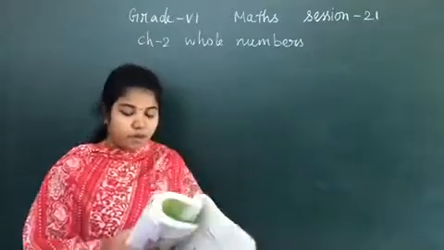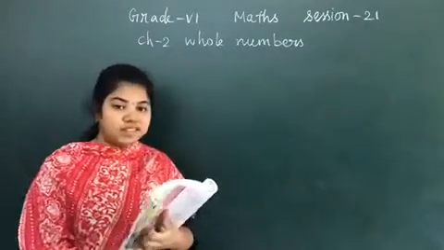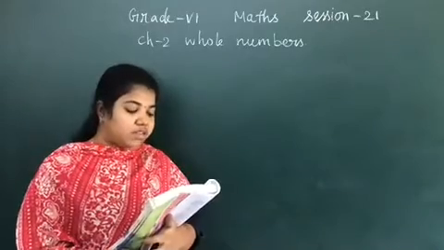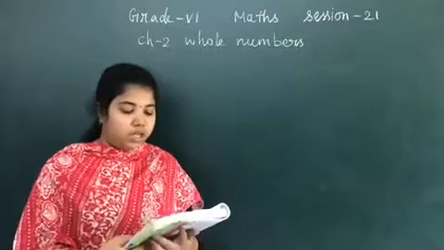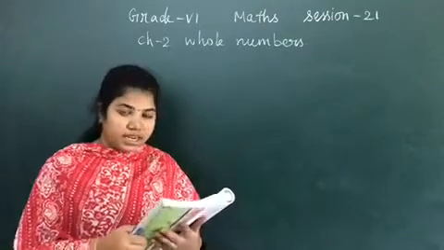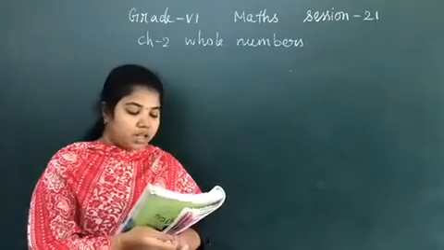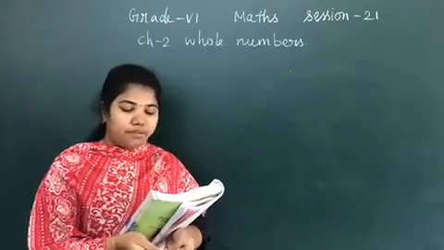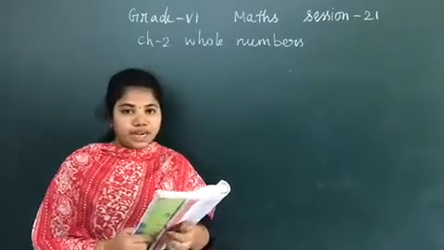Now listen to the next problem. Take your book, page number 41. See the sixth sum. A vendor supplies 32 liters of milk to a hotel in the morning and 68 liters of milk in the evening. If the milk costs 45 rupees per liter, how much money is due to the vendor every day?